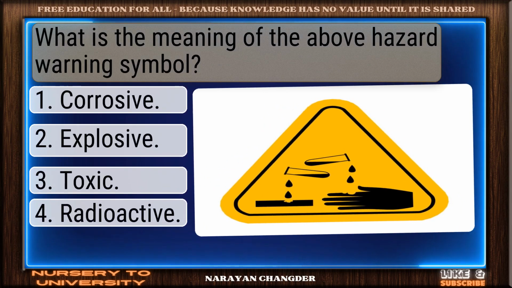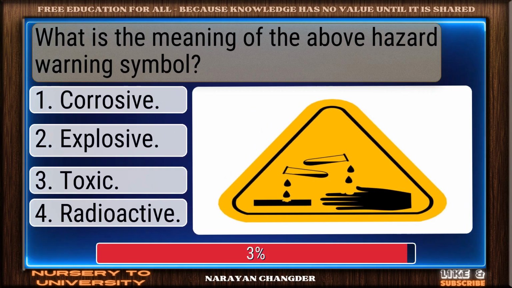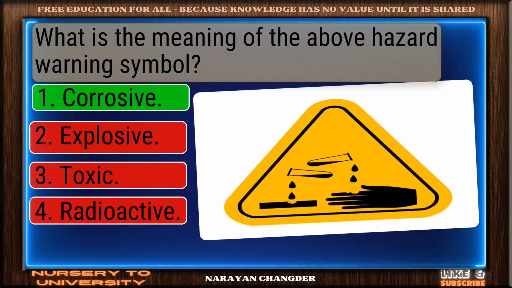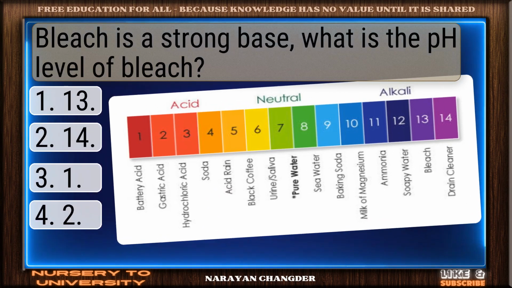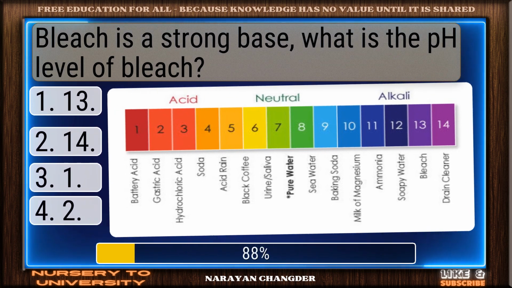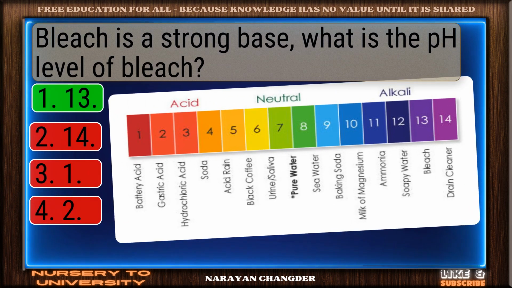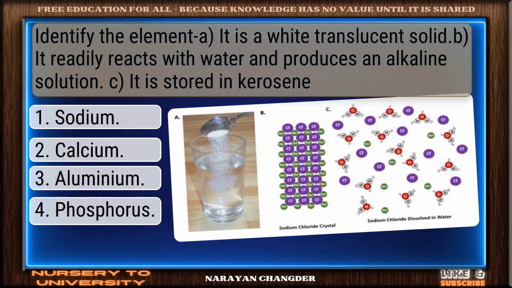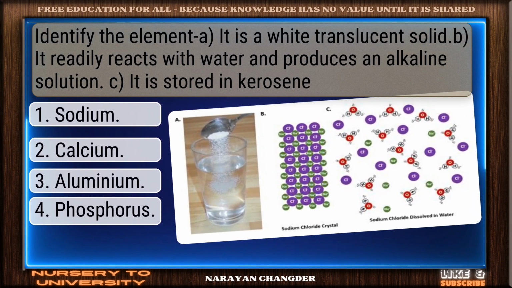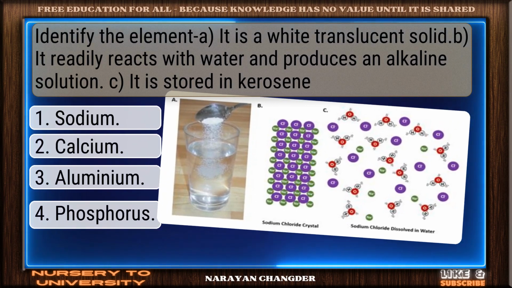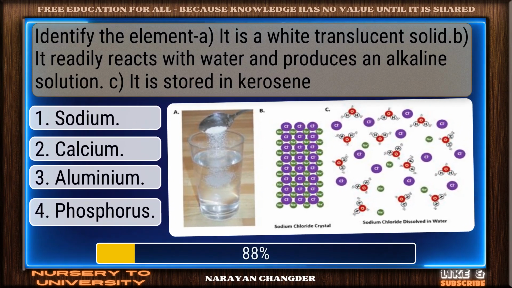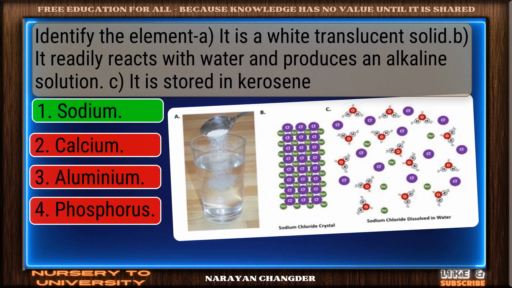What is the meaning of the above hazard warning symbol? You got it. Corrosive fits. Bleach is a strong base. What is the pH level of bleach? Well done. 13 is right. Identify the element. A: it is a white, translucent solid. B: it readily reacts with water and produces an alkaline solution. C: it is stored in kerosene. Correct. Sodium is spot on.